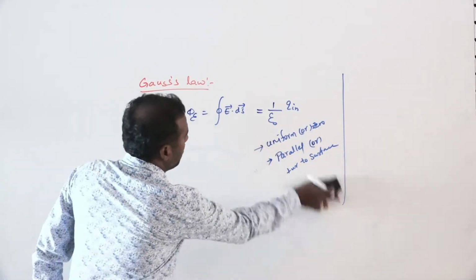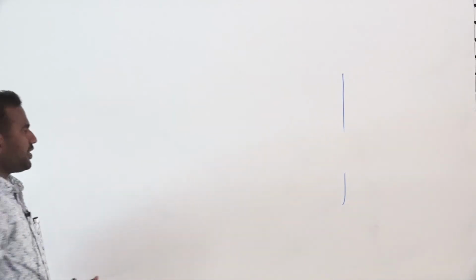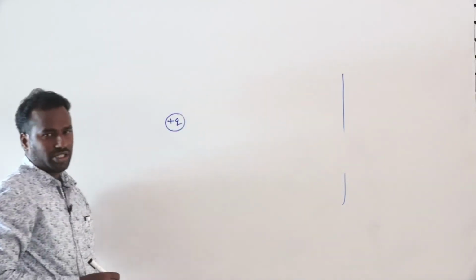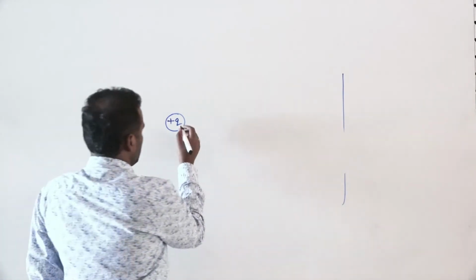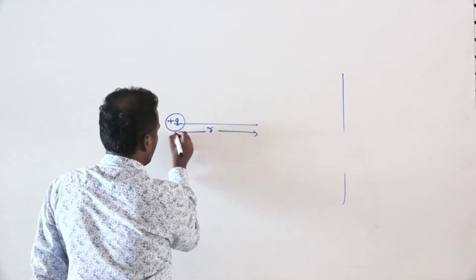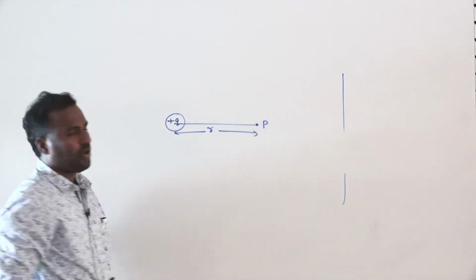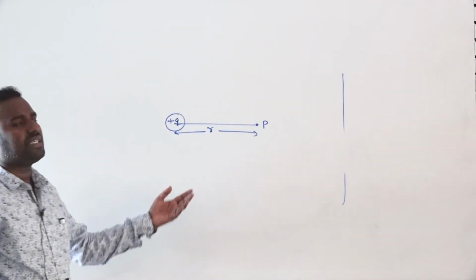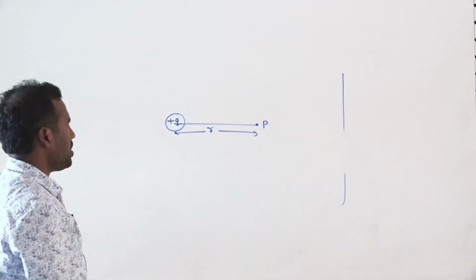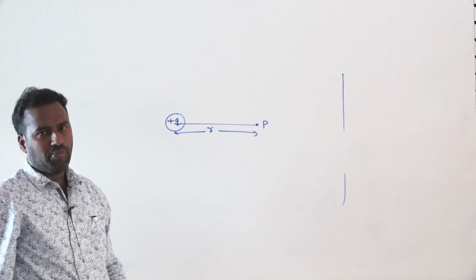Now we will consider the applications of Gauss law. The first application is the electric field strength due to a point charge. For example, there is a point charge plus q placed, only one single charge, and I want to use Gauss law to find the electric field at a distance r, at this point P. We can also derive Coulomb's law from Gauss law. The first application here is the electric field due to a point charge.